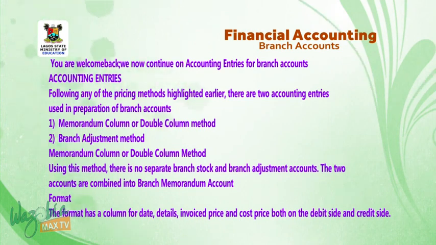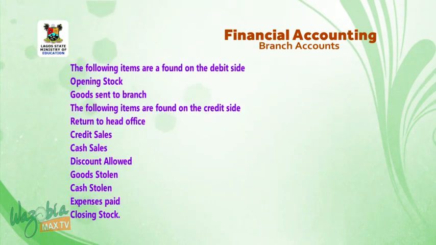Format. The format has a column for date, details, invoice price, and cost price, both on the debit side and credit side. The following items are found on the debit side: opening stock, goods sent to branch. The following items are found on the credit side: returns to head office, credit sales, cash sales, discount allowed, goods stolen, cash stolen, expenses paid, closing stock.